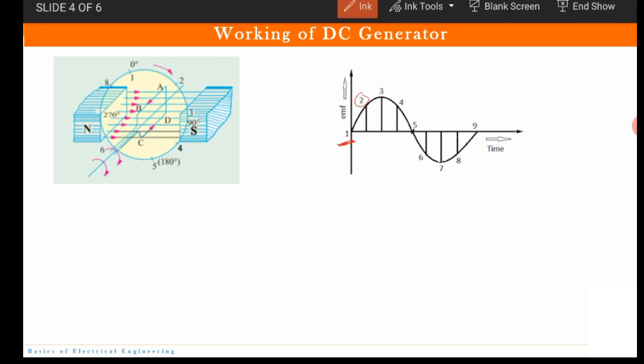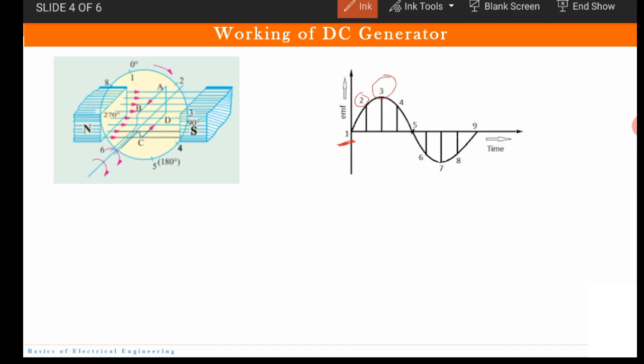Now position 3 is exactly perpendicular. So if you talk about the flux linkage, it is 0 because it does not allow the flux to pass through it, but it is cutting the magnetic flux to its maximum, right? So the rate of change of flux is maximum. Okay, so in this case you can see that maximum output is obtained.